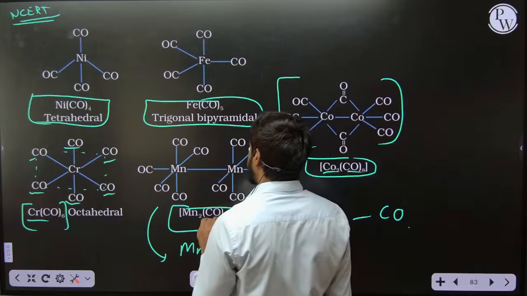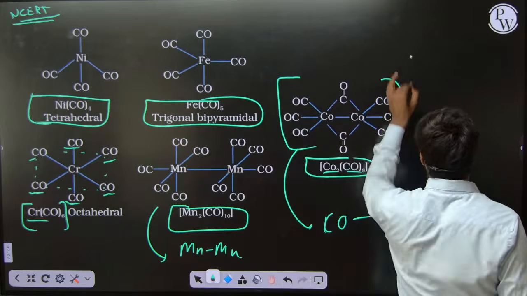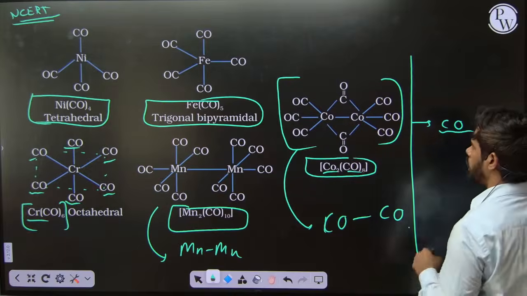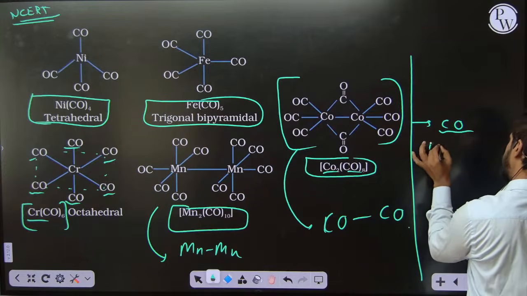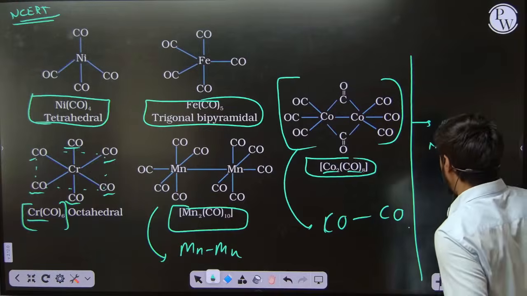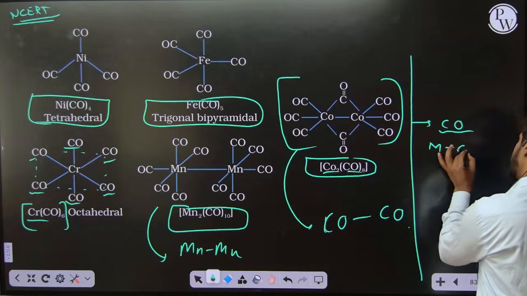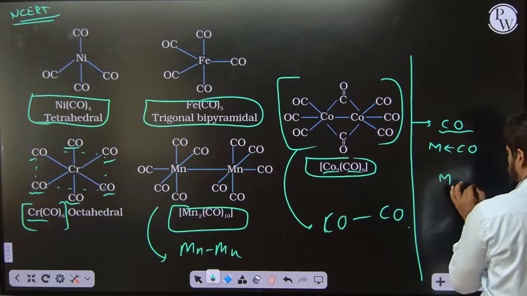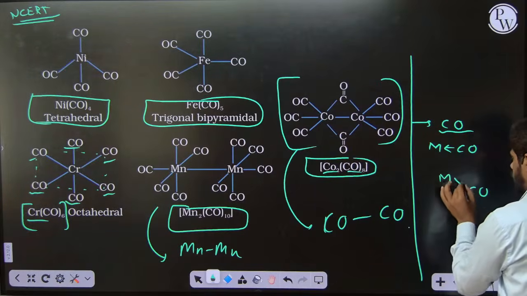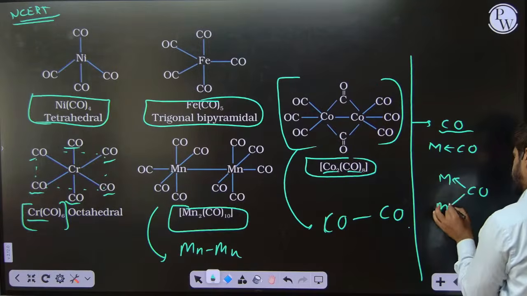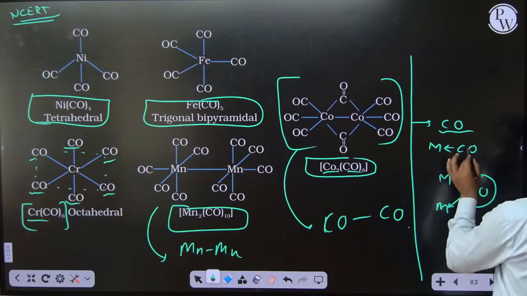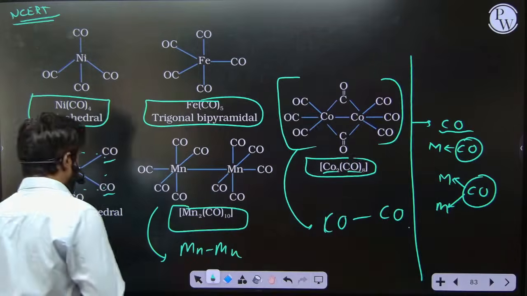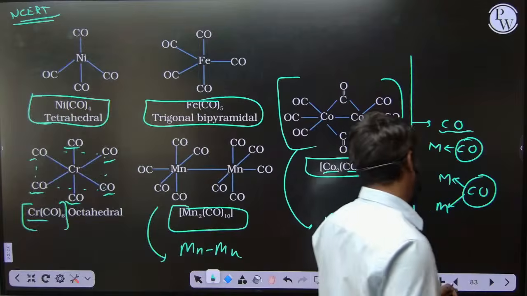So the question is asked: how many types of CO are there? One is the CO which is bonded directly with the metal. The other CO is forming a bridge between the two metals. So basically there are two types of carbonyl: one which forms one bond, and another which forms a bridge between the two metal atoms.